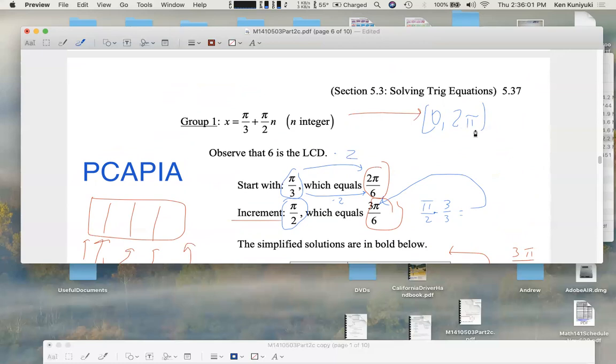By the way, if we were to get 2 pi, we would eliminate it because of this parenthesis over here. 2 pi is coterminal with 0. So if 0 is a solution, we usually don't want 2 pi also.